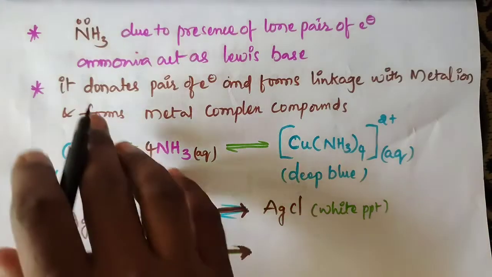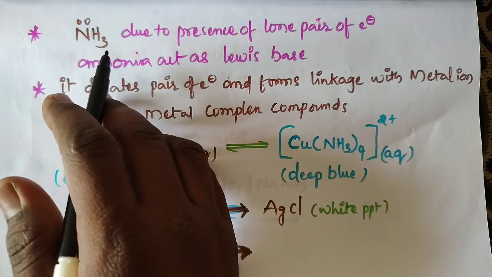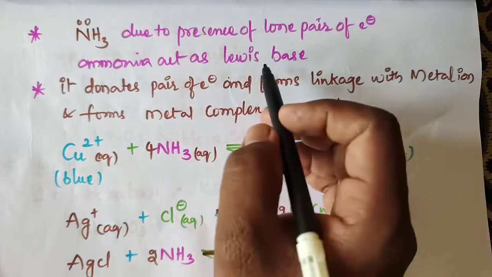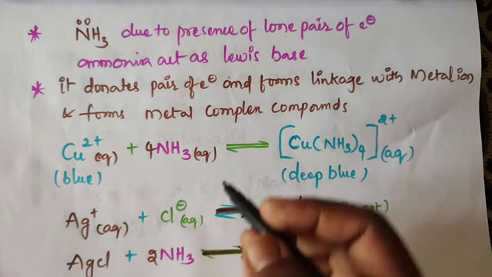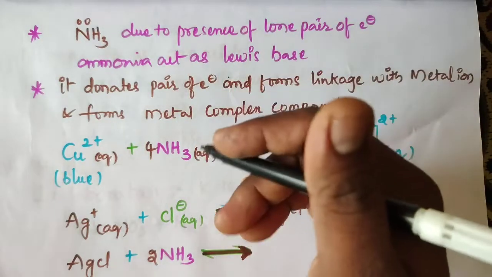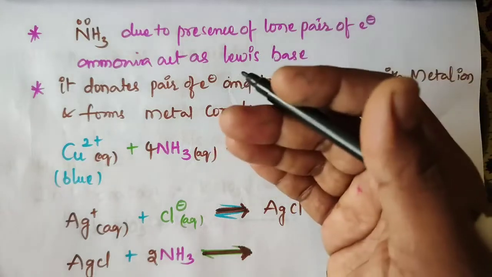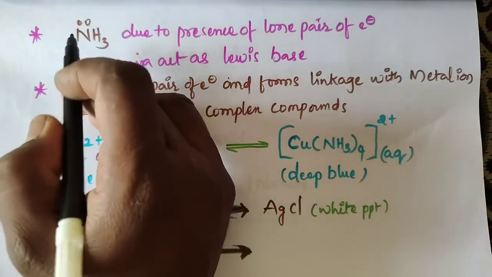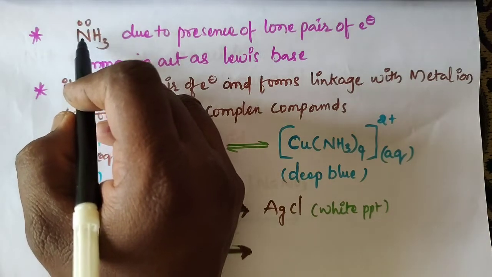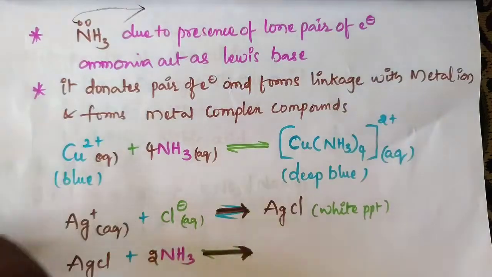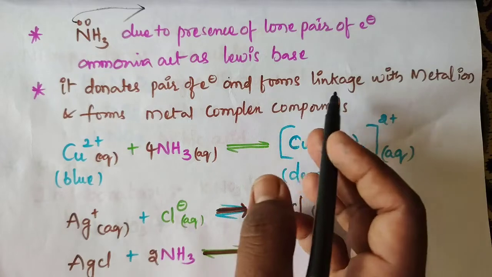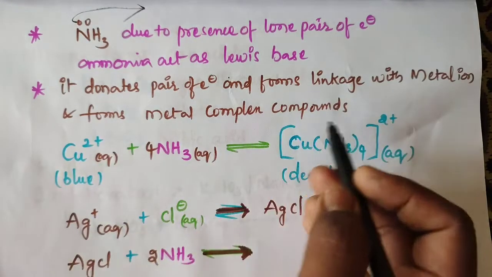And an important one in this: ammonia, due to the presence of a lone pair of electrons, acts as a Lewis base. Lewis base means the one which is going to donate the electron to the other one acts as a base. The one which abstracts the electron from the other one acts as an acid. In this, by the presence of a lone pair of electrons on nitrogen of ammonia, it acts as a Lewis base, so it is going to donate the electron to the other one. So it donates the pair of electrons and forms a linkage with the metal ion to form metal complex compounds.